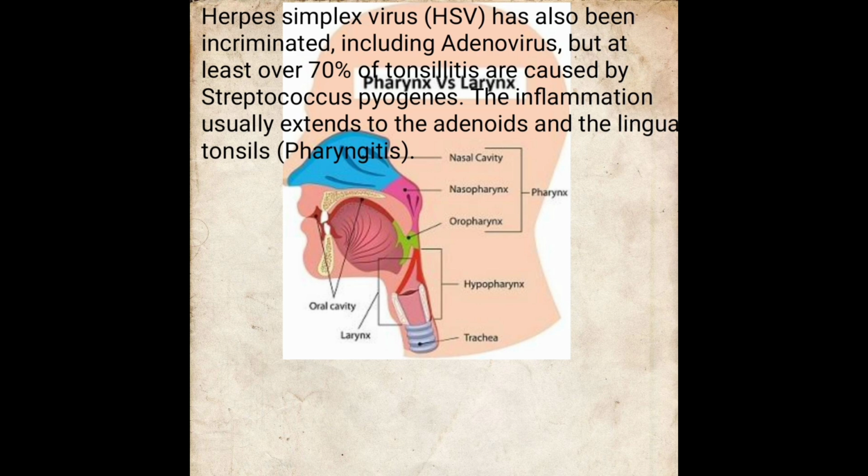Viruses. Herpes simplex virus has also been incriminated, including adenovirus, but at least 70% of tonsillitis are caused by Streptococcus pyogenes. The inflammation usually extends to the adenoids and the lingual tonsil, as shown in this diagram, which you are right to call pharyngitis, especially in adults, or when you call it sore throat.